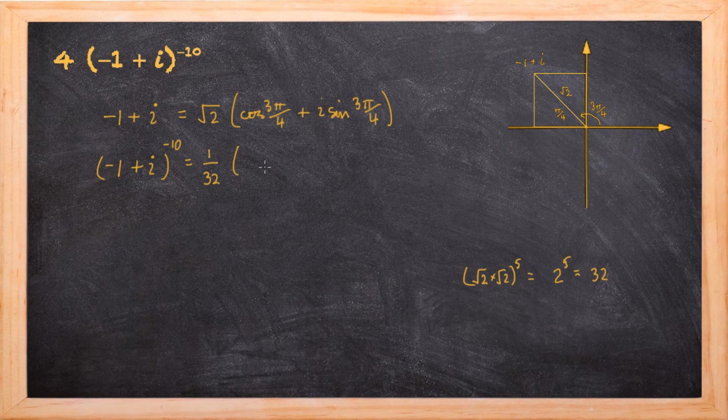And to determine the angle, well, that's slightly more complicated. Let's take 3 pi upon 4, and we know we're multiplying it by negative 10, so that's negative 30 over 4, which gives us negative 15 pi over 2. We'll deal with that in a minute. So there's plus i sine negative 15 pi over 2.